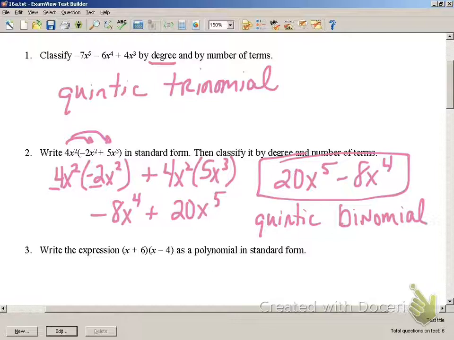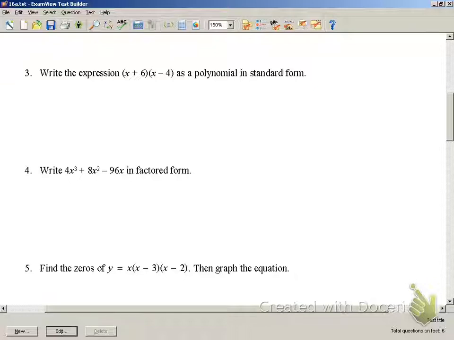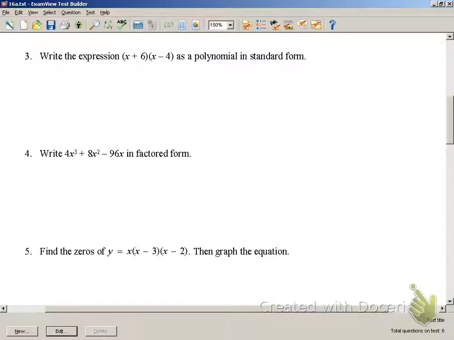Number 3, write the expression as a polynomial in standard form. In order to write it in standard form, we must multiply here. Again, this time, since I have a binomial times a binomial, don't treat it as full, but treat it as taking that first value and distributing it to both numbers. So I have x times x, which is x squared, x times a negative 4, negative 4x. And then take that second number and distribute it to the others. So 6 times x is 6x, 6 times a negative 4 is negative 24.